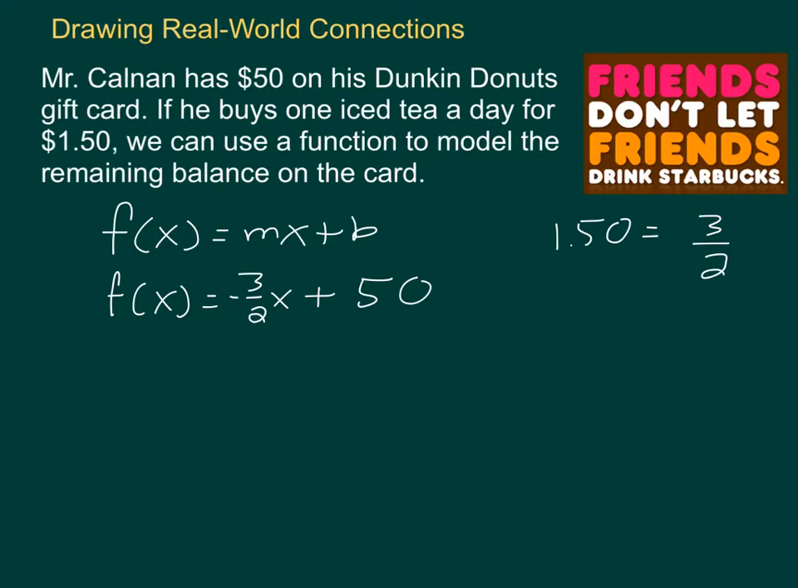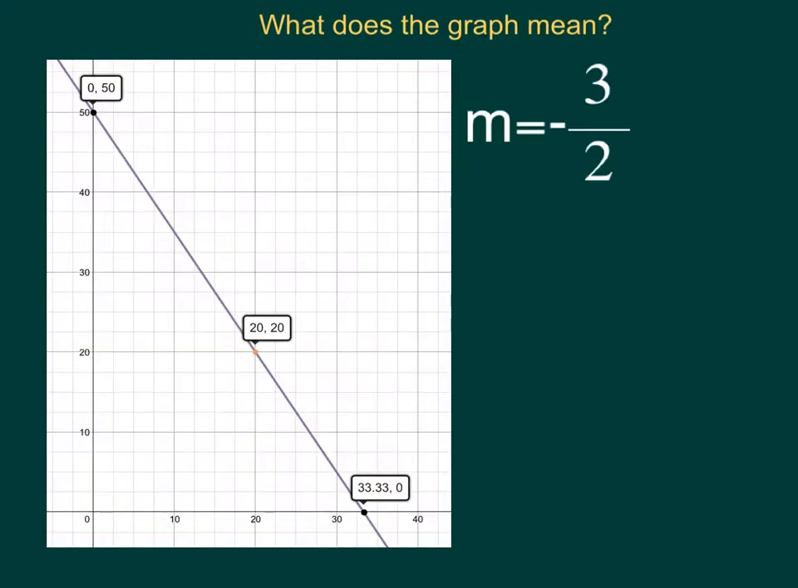Remember that f of x is the same thing as y, so this is really just slope-intercept form. From this, we know what our slope is. Our slope is negative 3/2, and our y-intercept is 50. So just like we had before, we're going to use that information to graph this line. So let's take a look at what that graph would look like.